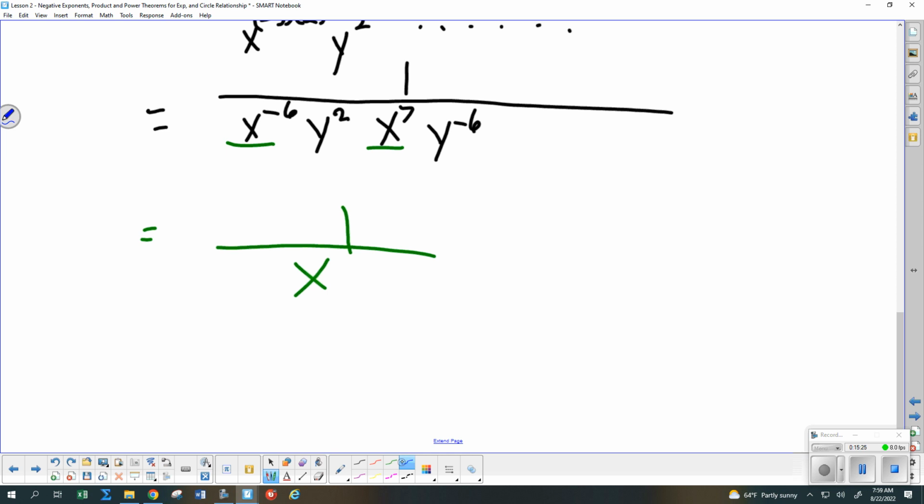And if I put the y squared times y to the -6, I can add those. What's 2 minus 6? -4 in the denominator, so let's put it in the numerator as a y to the 4th. Does that look right to everybody?